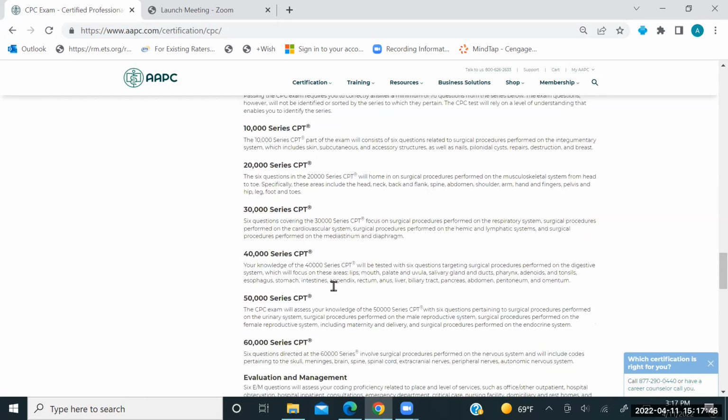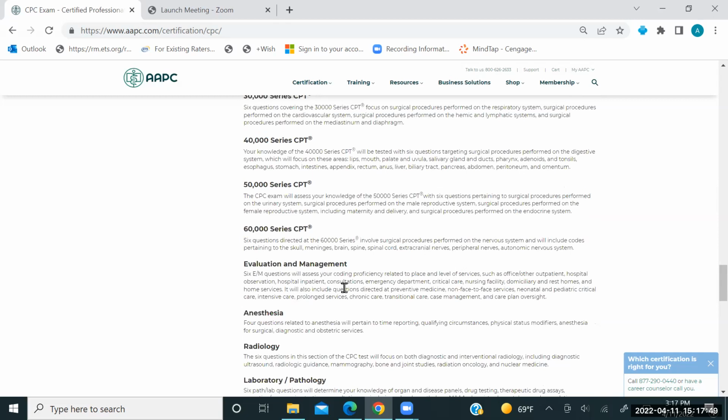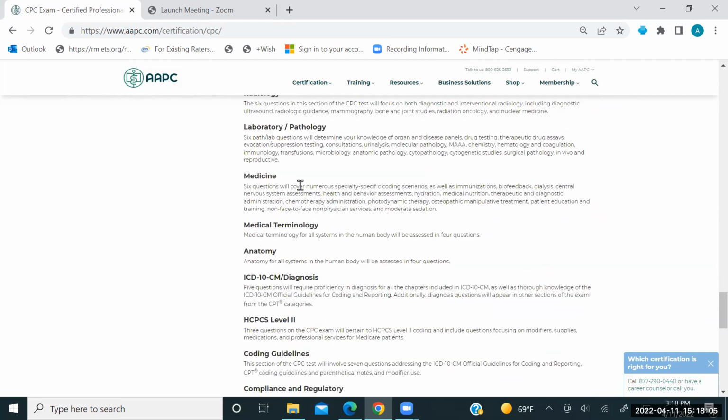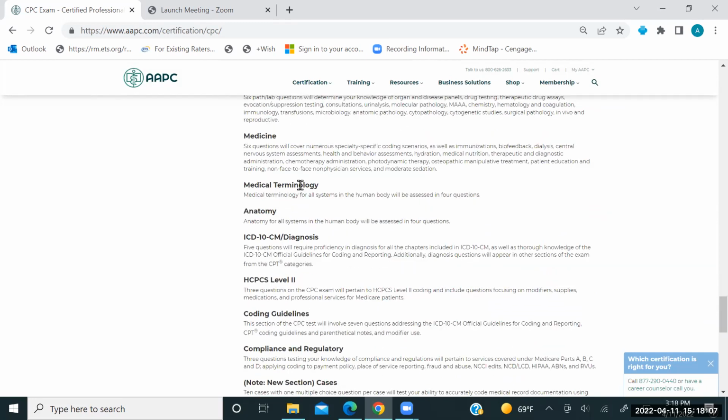And then we do have 6 questions from E&M, everybody's favorite thing, and there's going to be a variety of questions from there. And then 4 questions from anesthesia, 6 from radiology, 6 from path and laboratory, and then 6 from medicine. Okay, and then we have a few questions from medical terminology, which is not something that's covered in this class or your ICD-10 class, but it is an expected skill. So you do need to be able to understand medical terminology. And then the same for anatomy.